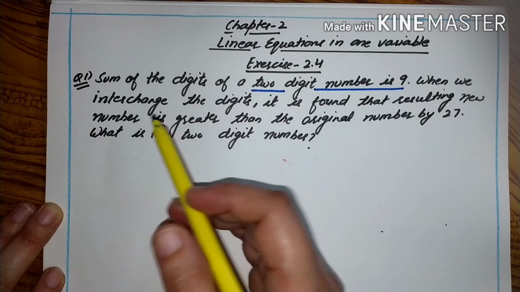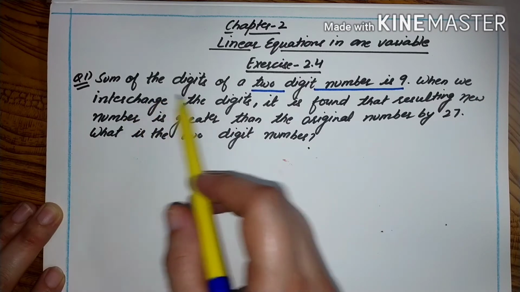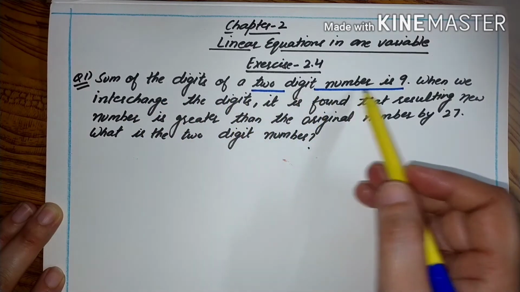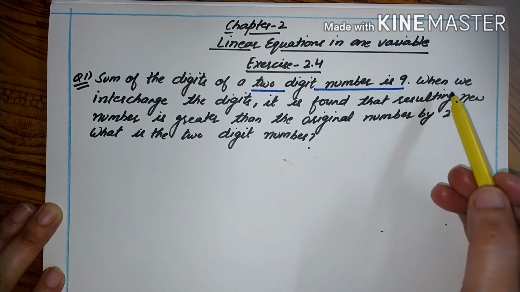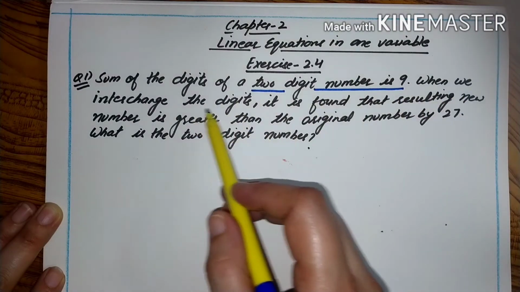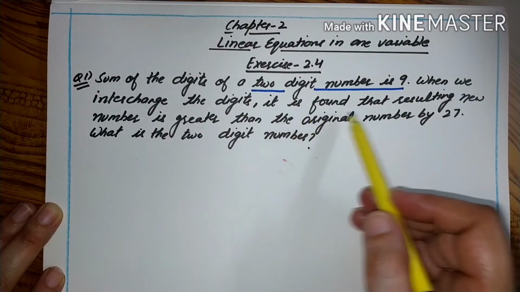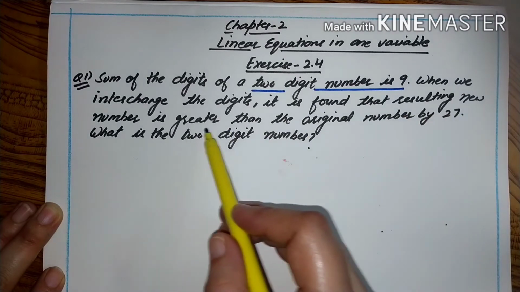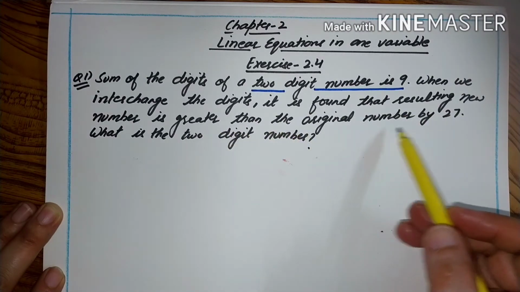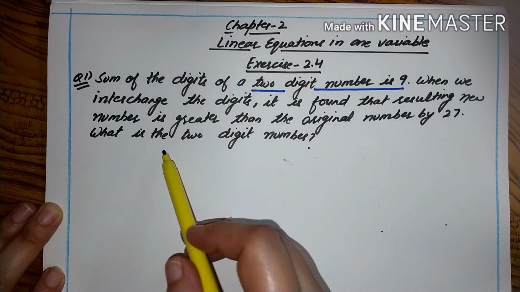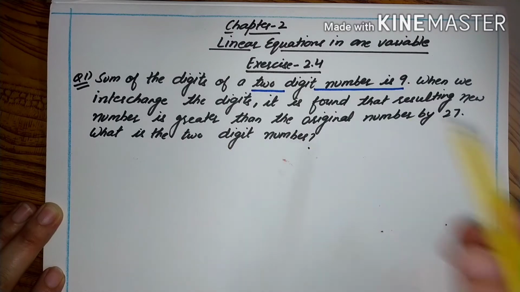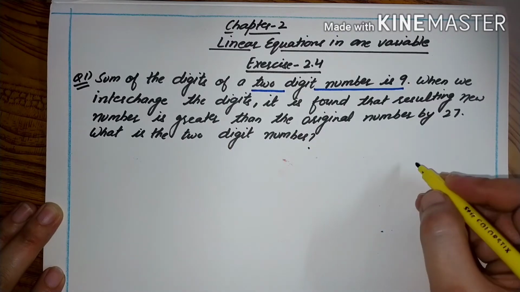Now let us start question number 1. Sum of the digits of a two-digit number is 9. When we interchange the digits, it is found that the resulting new number is greater than the original number by 27. What is the two-digit number? So, let us talk about it.